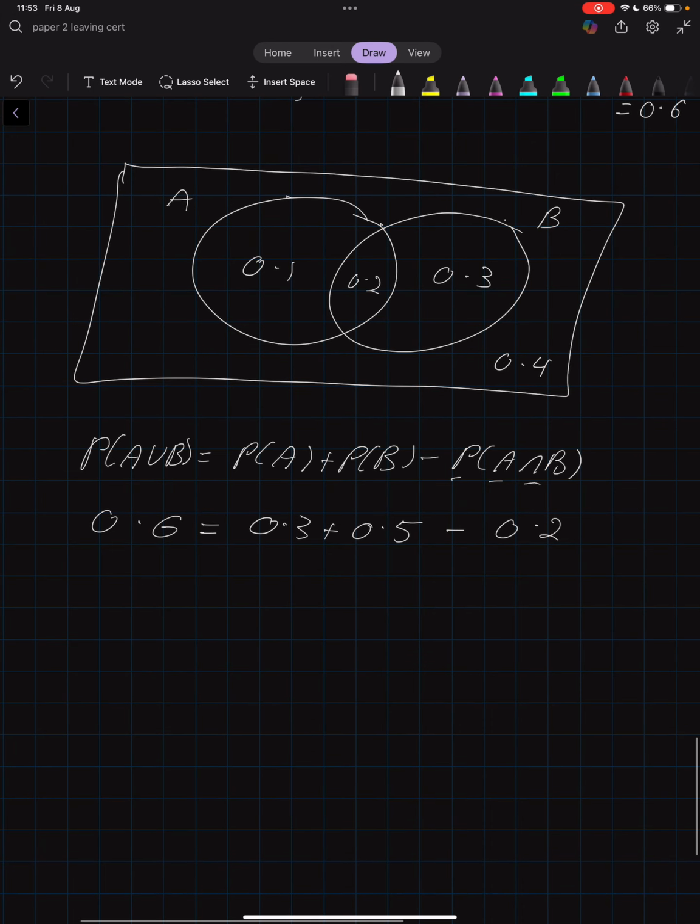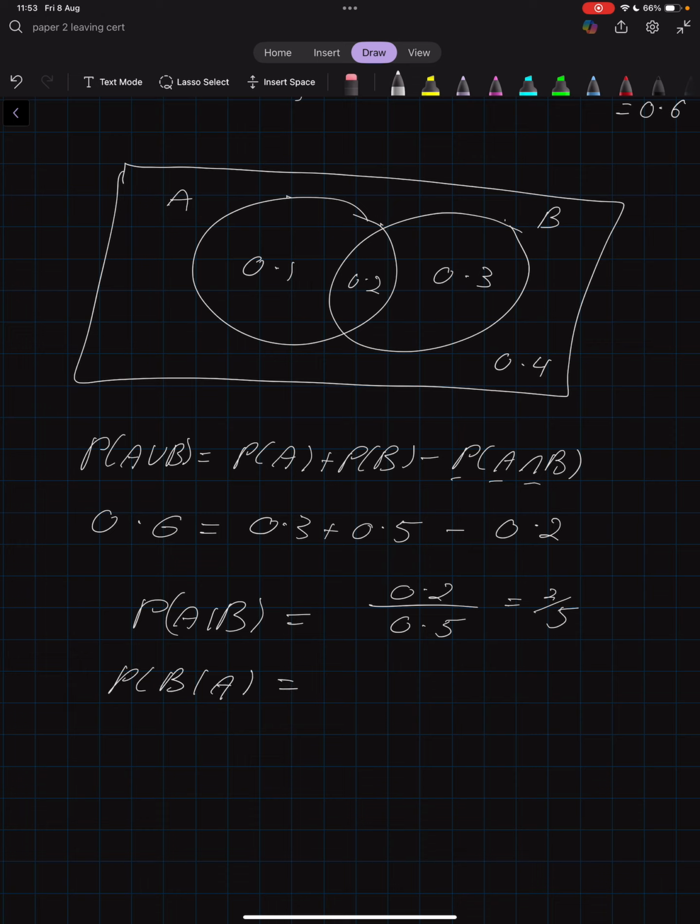So now they basically say, okay, well, what's the probability of A given B? Again, what's the chance that they both happen? That's 0.2. What's the chance that B happens? That's 0.5. So it's just 2 and 5. And now what's the probability that B happens if you're given A? Again, it's 0.2 divided by the chance that A happens, which is just 2 and 3. Okay?